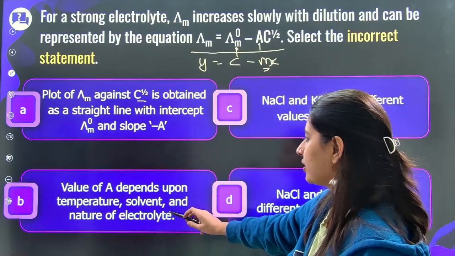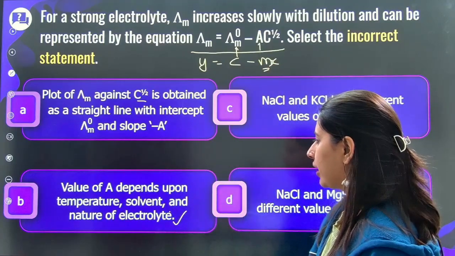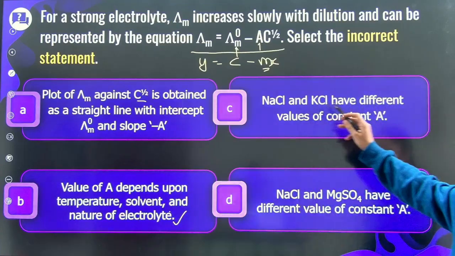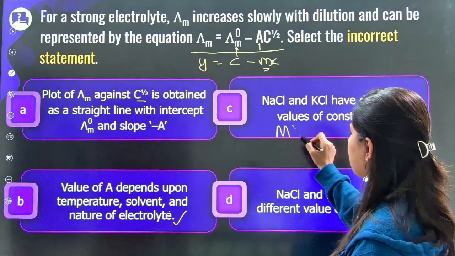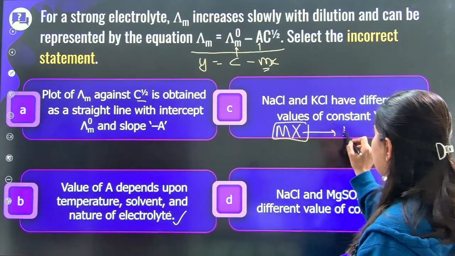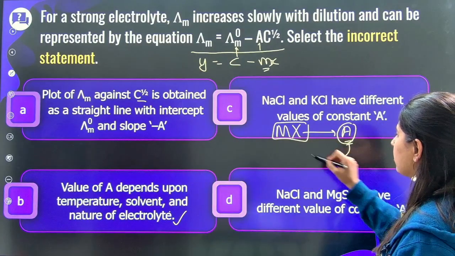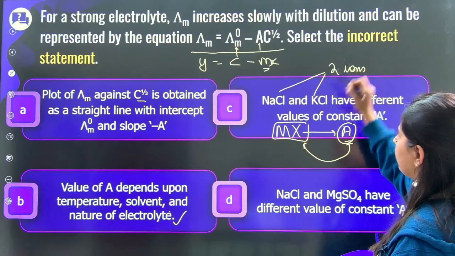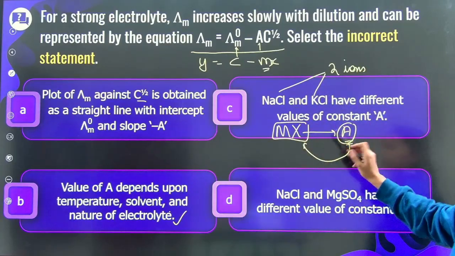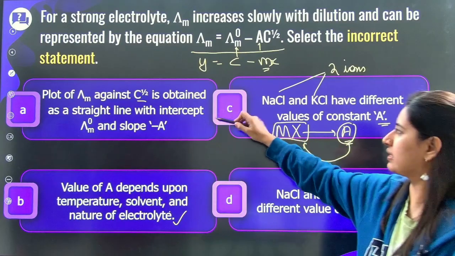Value of A depends on the temperature, solvent and nature of electrolyte. Absolutely true. See, NaCl and KCl have different values. This is what we meant: the same type of salts have the same value of A. A depends on the type of the salt. So this is a salt which is going to give you 2 ions, and since both of them are going to give you 2 ions, the A value will be the same. C is incorrect.